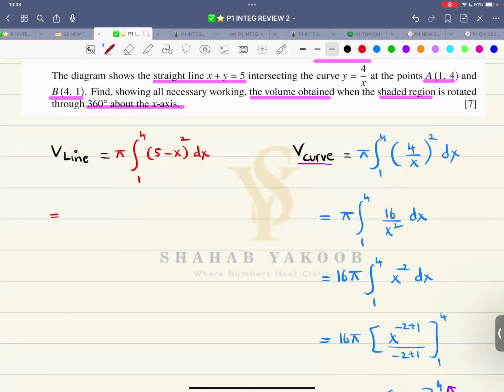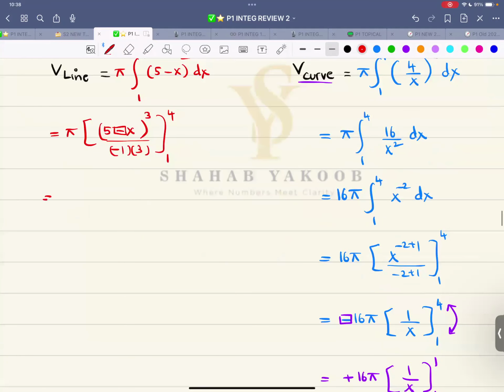So therefore, this is pi. I can apply the integration directly. So this is 5 minus x raised to power of 2 plus 1, that is 3, divided by 3. Coefficient of x is negative 1, between the limits 1 and 4. So therefore, this is negative pi by 3, 5 minus x, the whole thing cube, between limits 1 and 4.